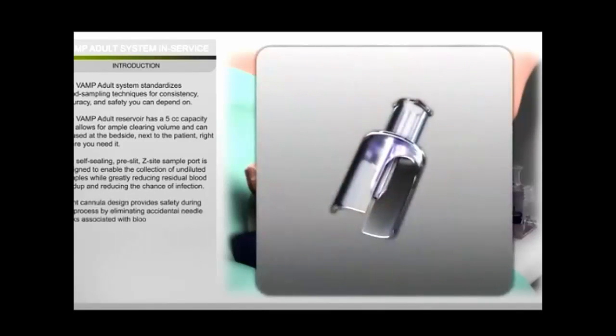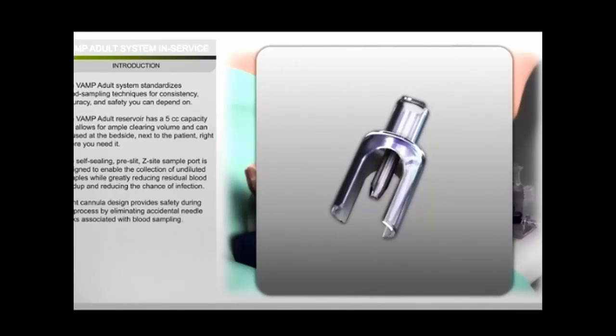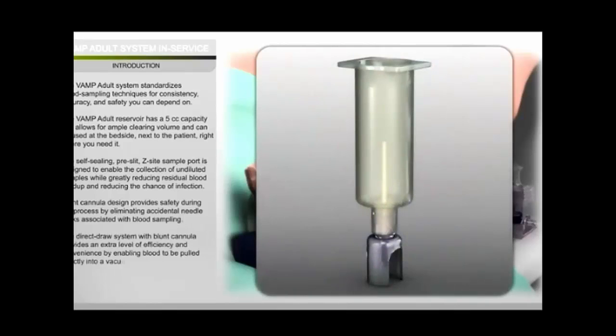The blunt cannula design provides safety during the process by eliminating accidental needle sticks associated with blood sampling. The direct draw system with blunt cannula provides an extra level of efficiency and convenience by enabling blood to be pulled directly into a vacuum tube.